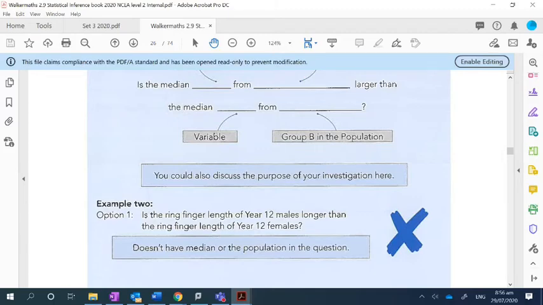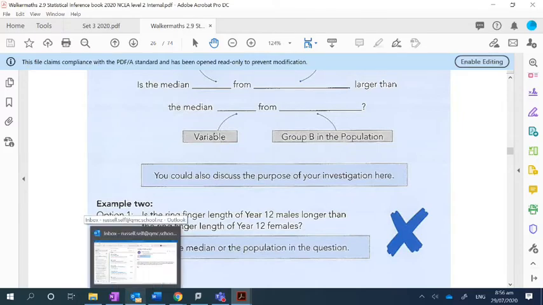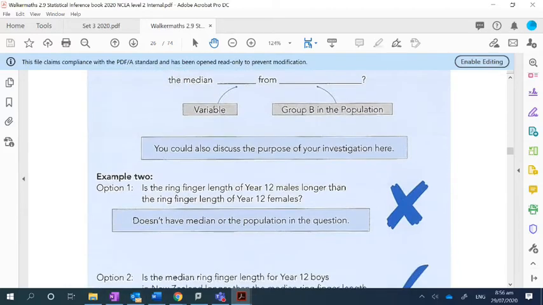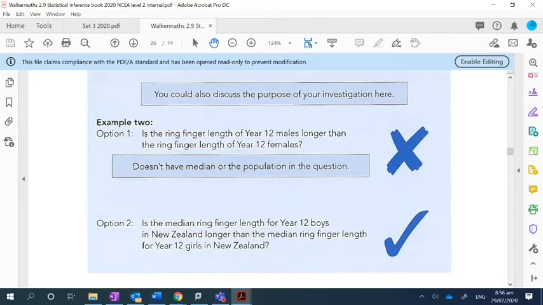Exactly. So you can't even say that because in the States we say 12th grade, right? What's Year 12 here? Year 12 in New Zealand is not the same as Year 12 in Australia, is it? Right? So you've got to be very specific about the population. So look, they've corrected it. Is the median ring finger length for Year 12 boys in New Zealand longer than the median ring finger length for Year 12 girls in New Zealand?